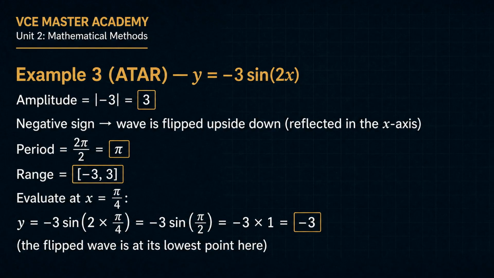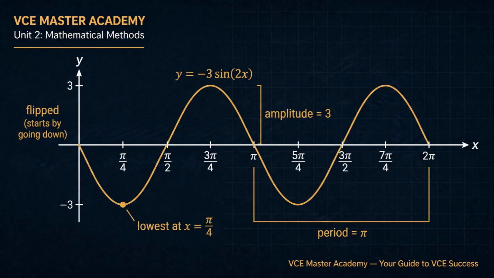Let us evaluate it at x equals pi over 4. Minus 3 times sine of 2 times pi over 4, that is minus 3 times sine of pi over 2. Which is minus 3 times 1 equals minus 3. So at x equals pi over 4, the flipped wave is at its lowest point, minus 3.